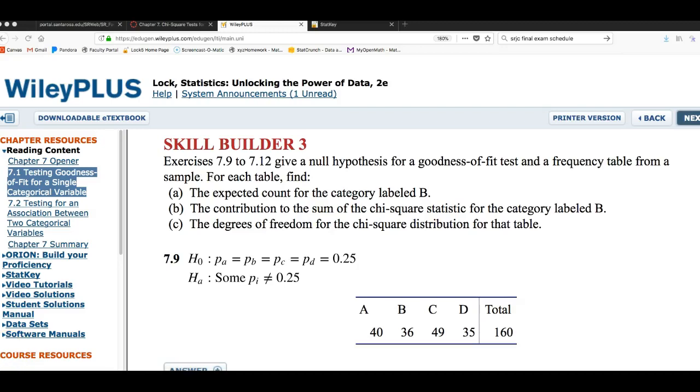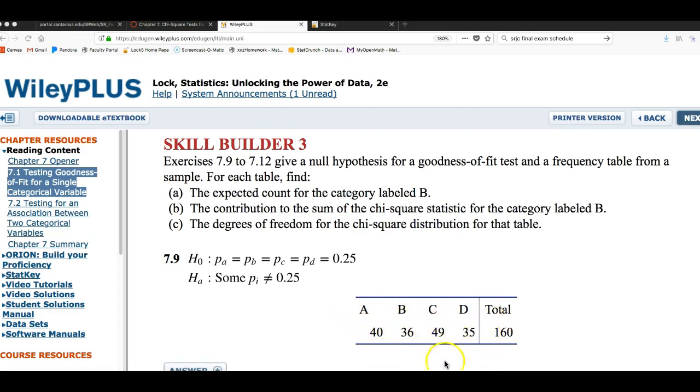Hello, I want to go over a homework problem from section 7.1. We're looking at testing goodness of fit for a single categorical variable using the chi-square statistic and distribution. So I'm going to look at question 7.9 from the Lock 5 textbook, second edition. And we want to figure out how to do expected counts, contribution to the sum of the chi-squared statistic, and degrees of freedom.